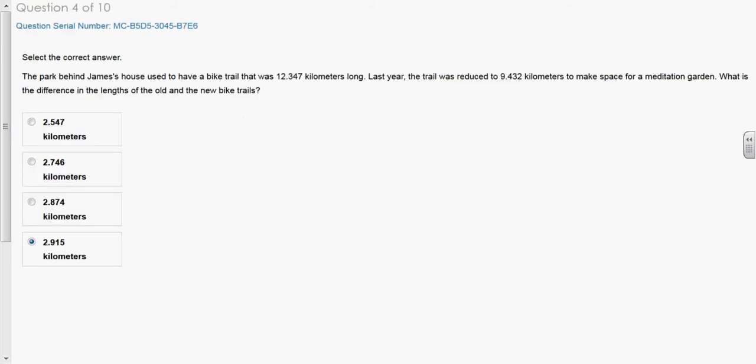The park behind James' house used to have a bike trail that was 12.347 kilometers long. Last year, the trail was reduced to 9.432 kilometers to make space there for a garden. What is the difference in the lengths of the old and the new bike trail? So difference equals, or it means, subtract.